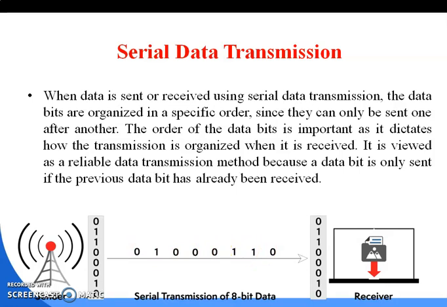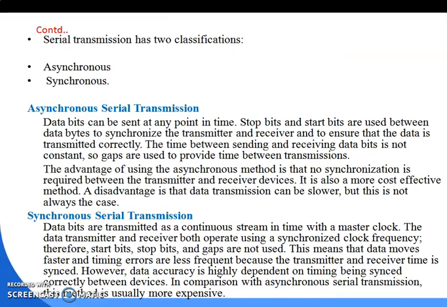This serial data transmission can be divided into two parts. One is asynchronous, another one is synchronous. In asynchronous serial transmission, data bits can be sent at any point in time. Stop bits and start bits are used between the data bytes to synchronize the transmitter and receiver and to ensure that data is transmitted correctly.